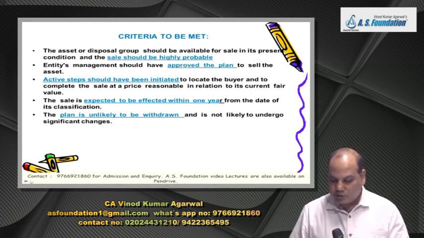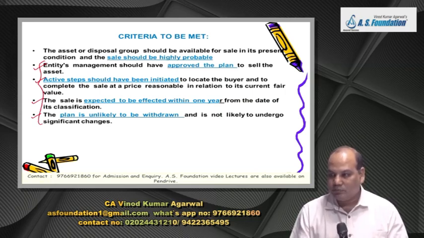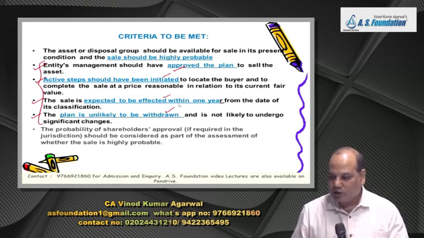These 4 points which you read just now, these are the tests to check whether the sale is highly probable or not. An appropriate level of management has approved the plan. Active steps have been initiated to locate the buyer. Expected to be complete within 1 year, and the plan is unlikely to be withdrawn. Welcome. Now you are an asset held for sale.